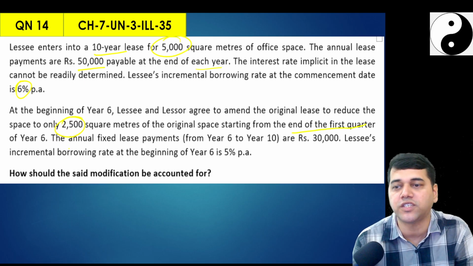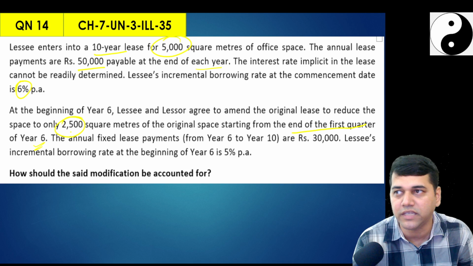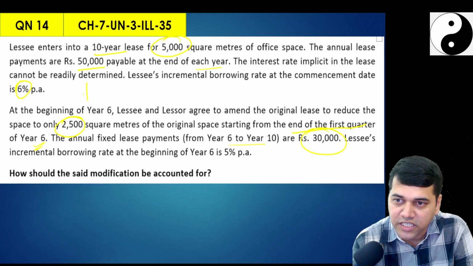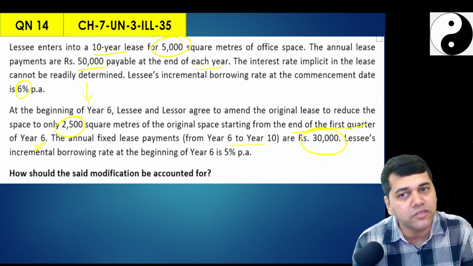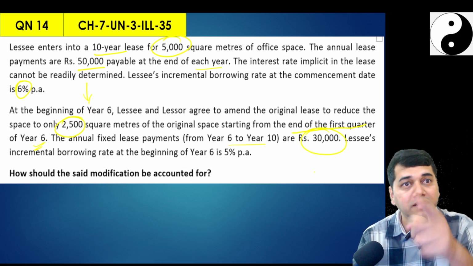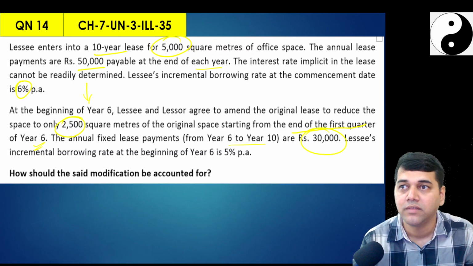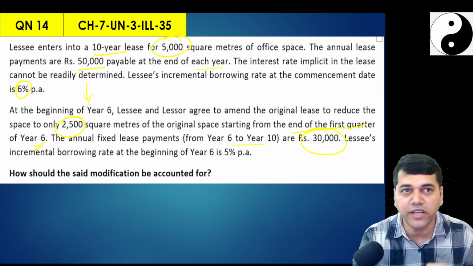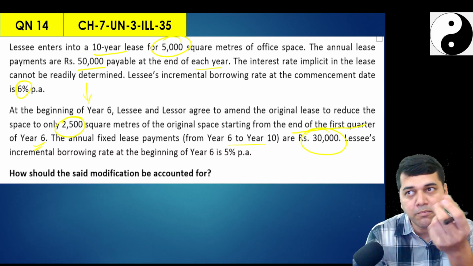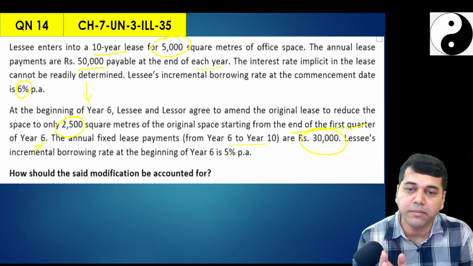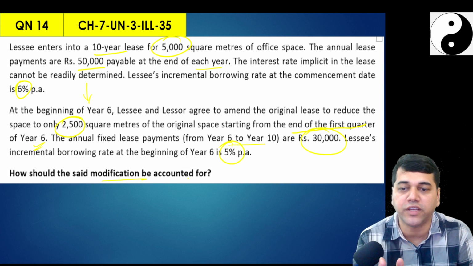So now, starting from the end of the first quarter of year 6, that means from the 6th year onwards, things are going to change. 5 years finished. Lease term from year 6 onwards, rent is 30,000. Because of a reduction in the quantity, my lease rent also reduces. But is it proportional? No. Proportional means for 5,000, I pay 50,000. For 2,500, how much should I pay? 25. But what am I paying? 30. That means there is some other element also sitting there. I must have renegotiated. Incremental borrowing rate is 5% now. How should the modification be accounted for?